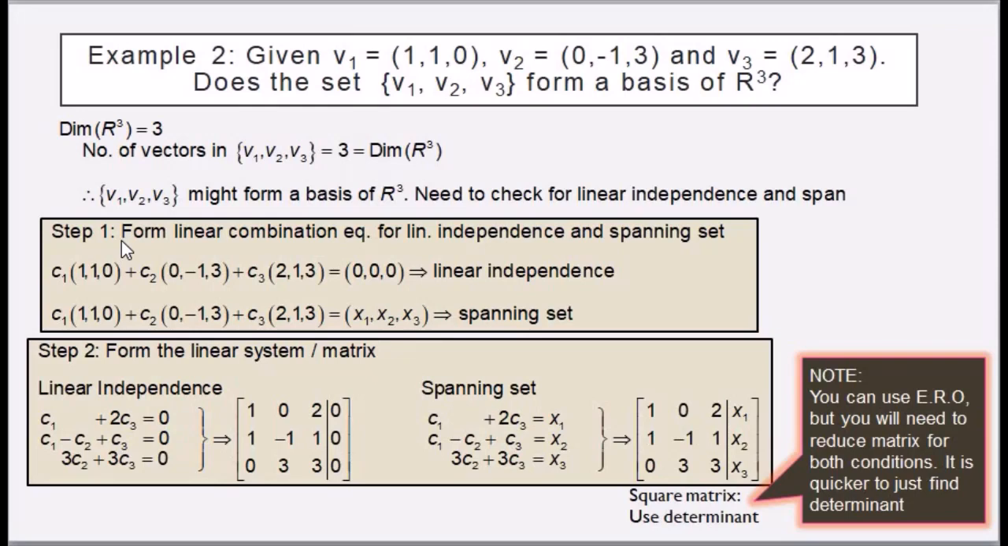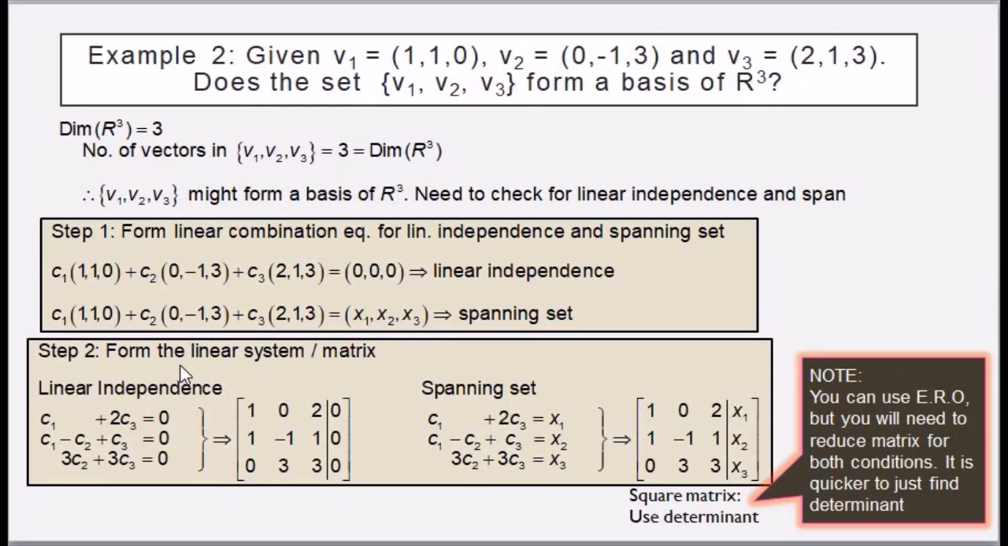For linear independence and span, step number 1, we must form a linear combination equation: C1 multiplied by V1, C2 multiplied by V2, and C3 multiplied by V3. For linear independence, the sum equals 0, and for a spanning set, the sum equals x1, x2, and x3.